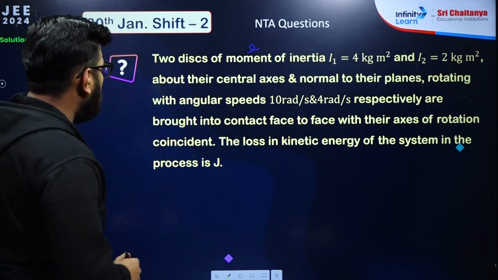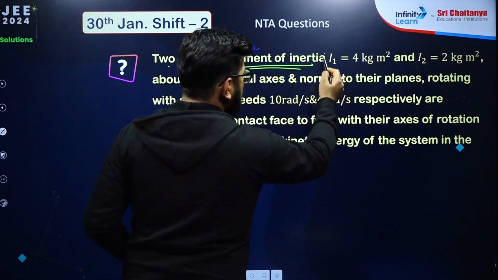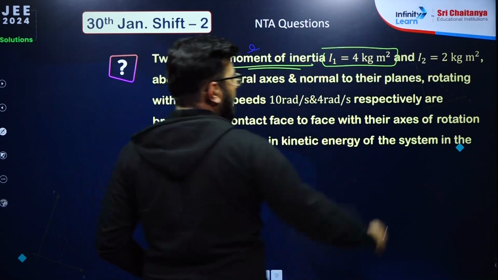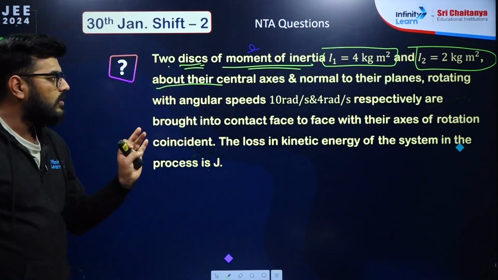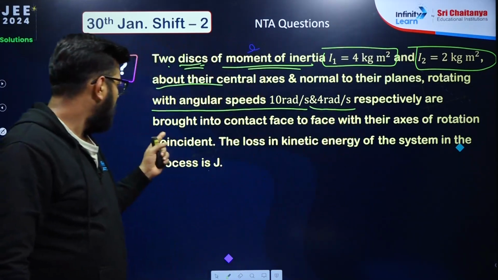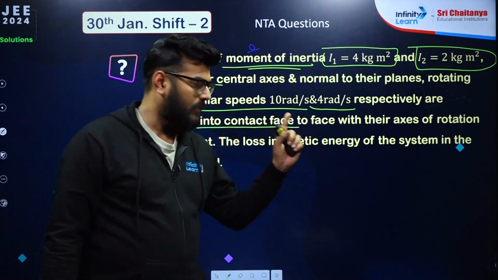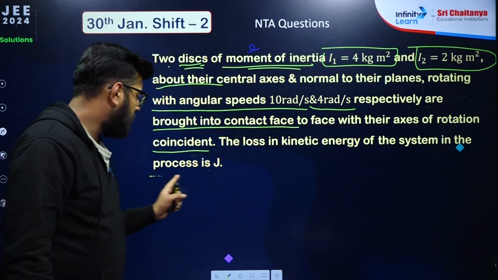Moving ahead for the next one, two discs of moment of inertia, I1 equals 4 kg meter square and I2 equals 2 kg meter square, about their central axis and normal to their planes, rotating with angular speed 10 radian per second and 4 radian per second respectively, are brought into contact with their axis of rotation coincident. The loss in kinetic energy of the system in the process is?